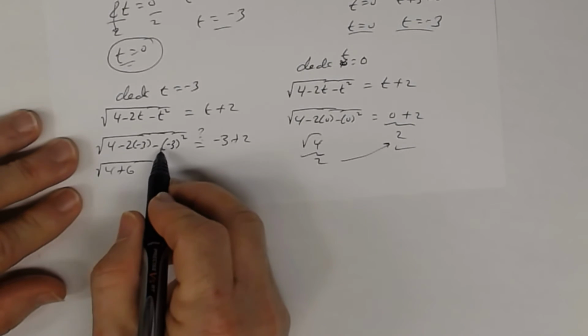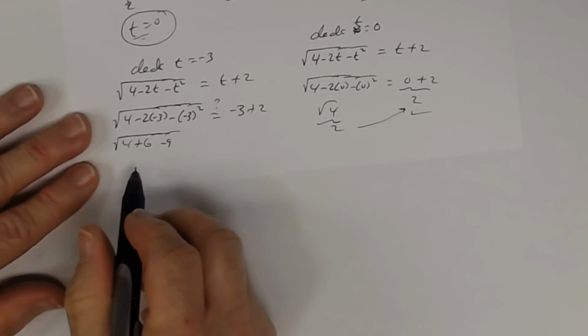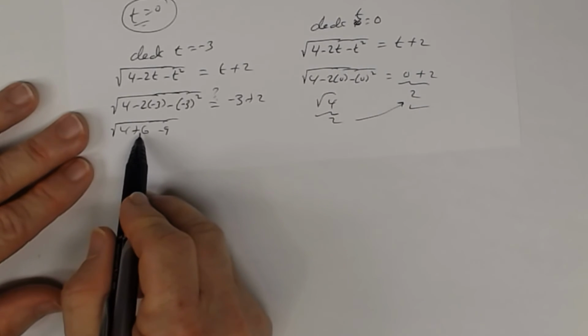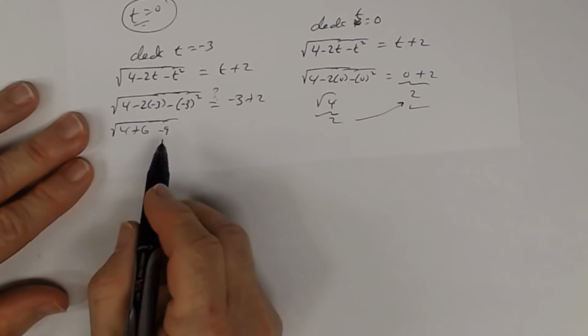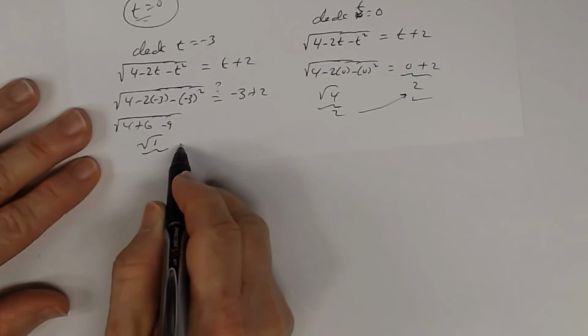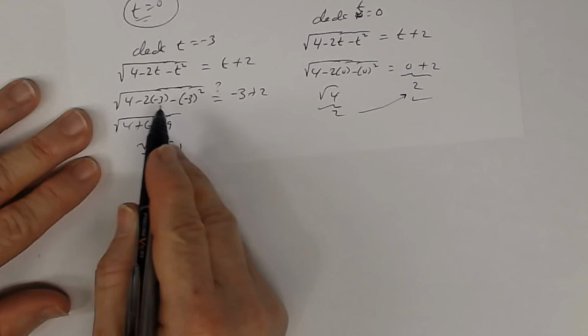Negative 3 squared is 9, so now you're subtracting 9, right? Okay, now look at this. 4 plus 6 is 10. 10 minus 9 is 1, so this is the square root of 1. But the square root of 1 is 1, right? Okay, so that side's 1.